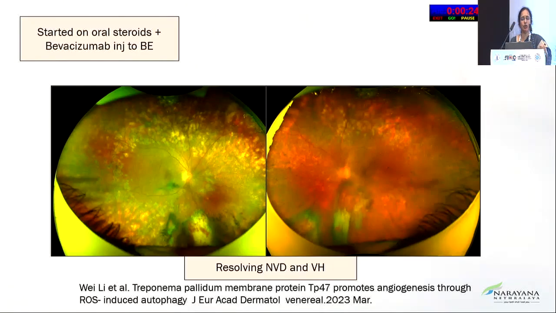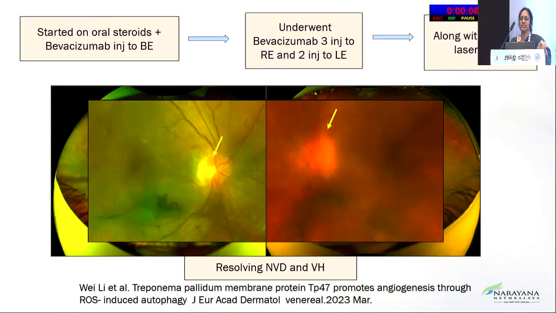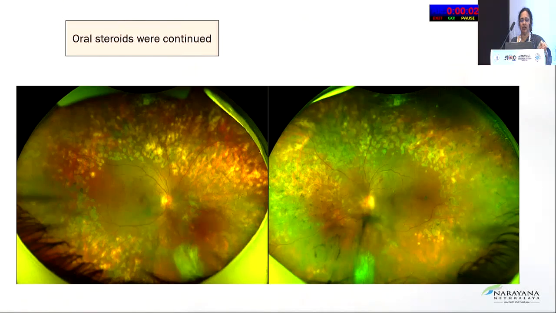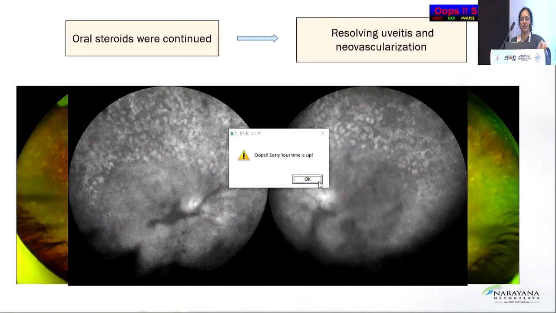Started on oral steroids, and patient received intravitreal bevacizumab injection to both eyes, following which we could see the resolving NVD and vitreous hemorrhage in both eyes. Subsequently underwent 3 more injections of anti-VEGF into the right eye and 2 injections in the left eye, along with targeted laser for the right eye, and oral steroids were continued. So resolving uveitis with neovascularization we saw.